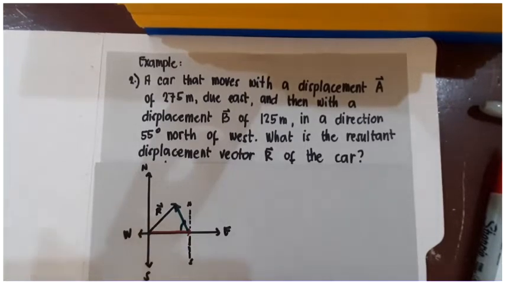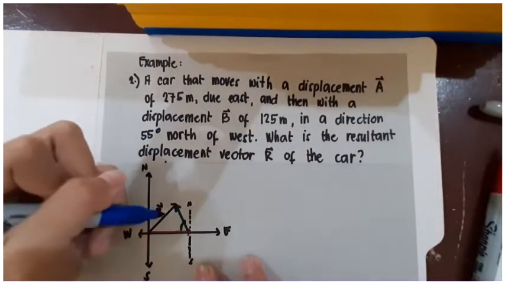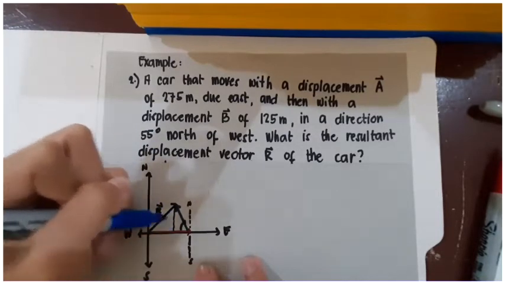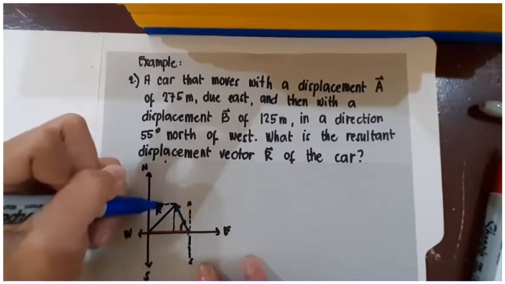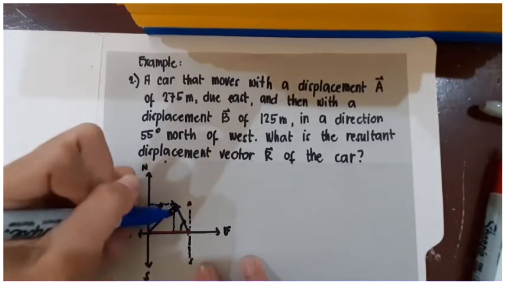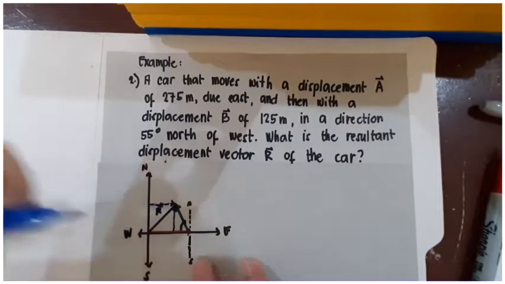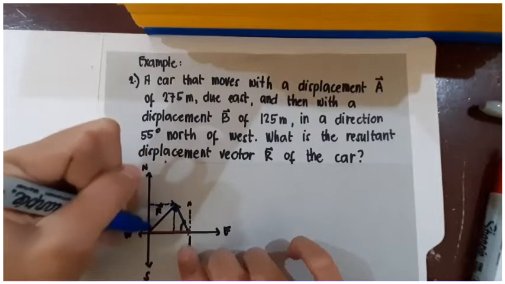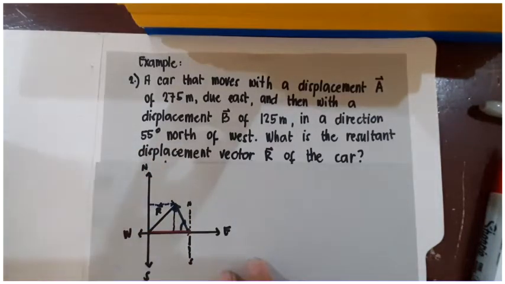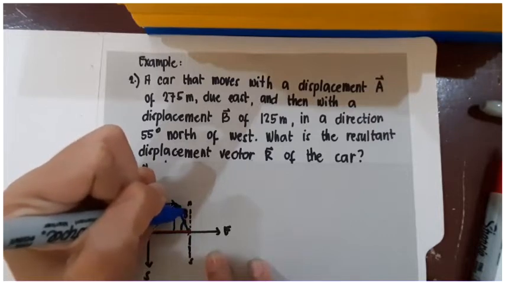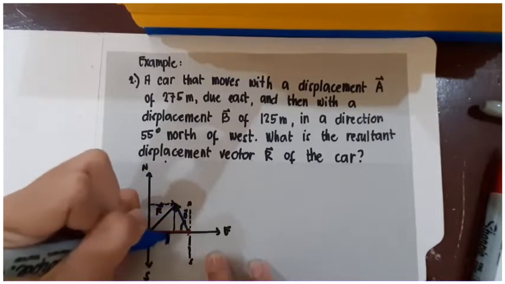So how to use your vector components? Iso-solve natin itong side na ito ni R at itong side na ito ni R, kasi yan yung bumubuo kay R. This side and then this side. Pag na-solve na natin itong dalawang to, makukuha natin yung value ni R. So how to solve it? This is your vector B. Then this is your vector A.